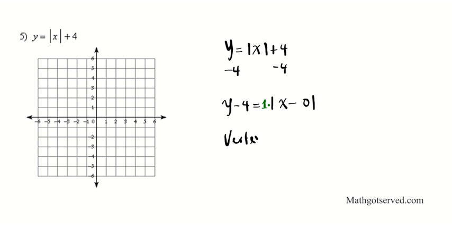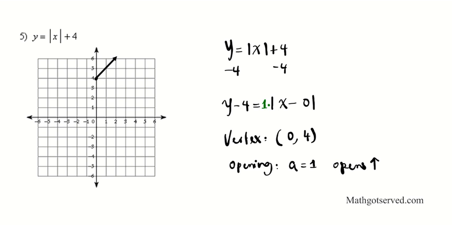With that information, we know that the vertex is going to be the opposite of 0 is 0, and positive 4. And for the opening, we have a equals 1. So we know that it opens up. And it's going to be identical in width to your parent absolute value function, alright? So 0, 4 means we just go up 4 units, 1, 2, 3, 4. And then we're going to graph our standard absolute value parent function, alright? Which goes like this, slope of 1 to the right, and slope of 1 to the left, in that manner, okay? So there goes your absolute value function.